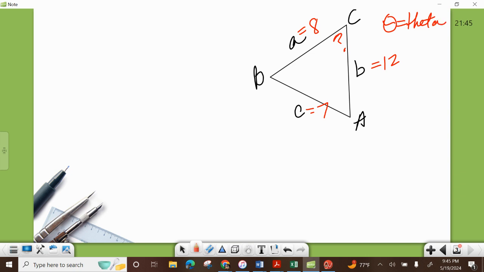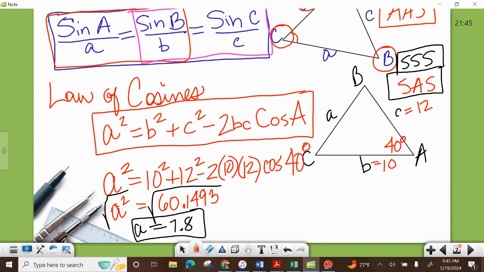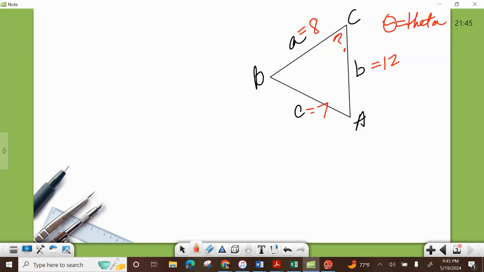Well, I can't use the law of sines because, remember, the law of sines has to do with knowing at least one of the angles before I can set up a ratio. I don't have that here. I have to use the law of cosines.